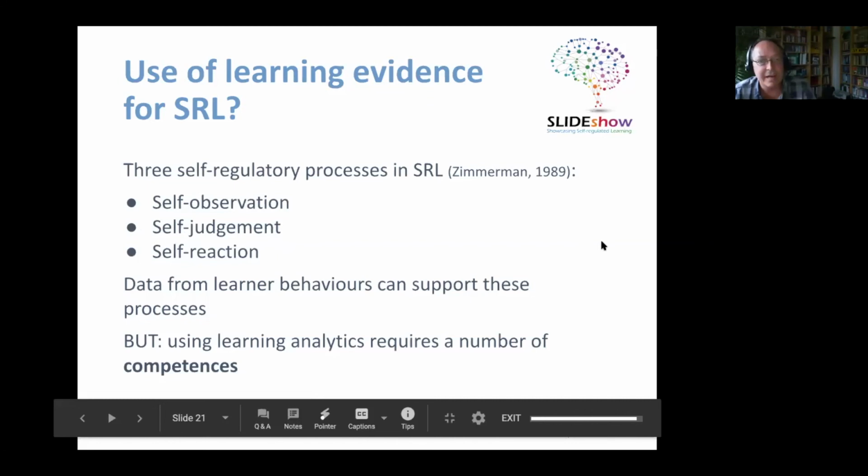And then evaluate this. So you create a self-judgment and think, okay, I get faster times when I run before breakfast. And this judgment, this evaluation, should lead to a self-reaction. That is where the regulation actually sets in and where learners manipulate their behavior and their learning process. But we should emphasize that using these evidences and the data actually comes with a number of competences. This is not a straightforward process, and especially in the digital world where there are a lot of digital traces available, things can become very complex quite quickly.